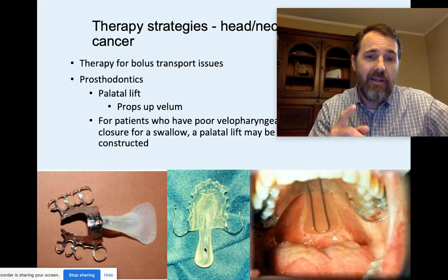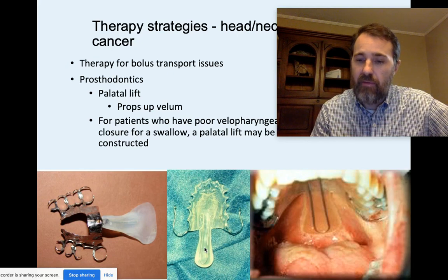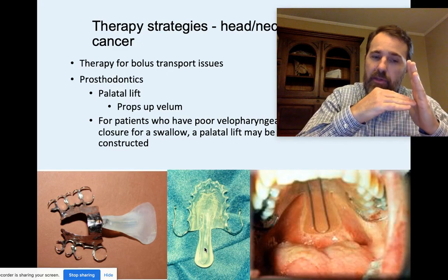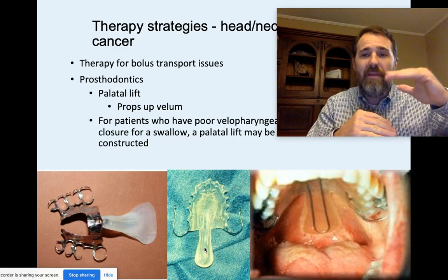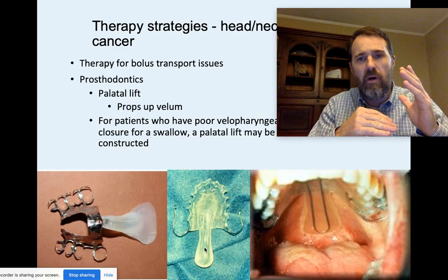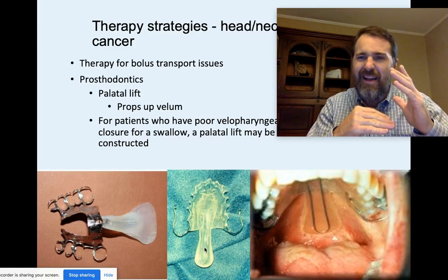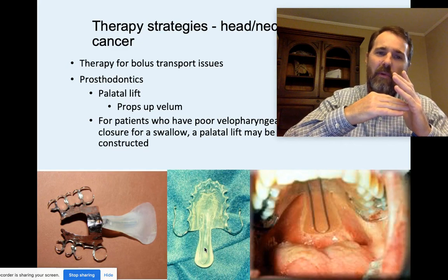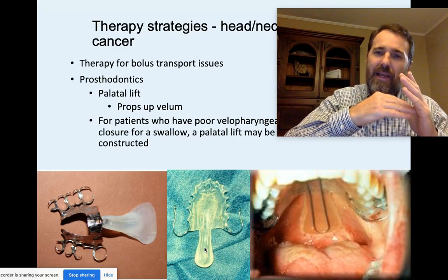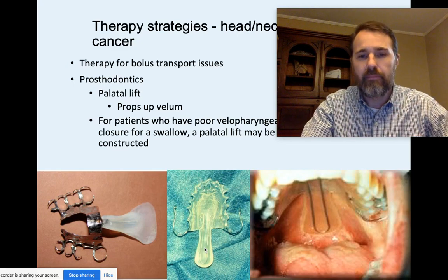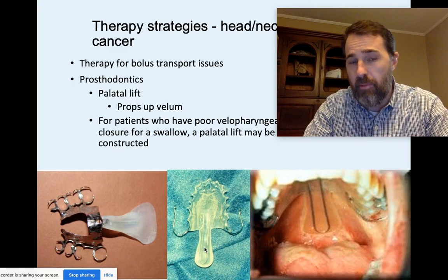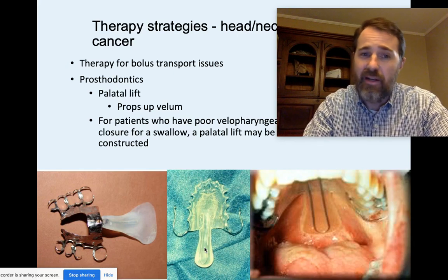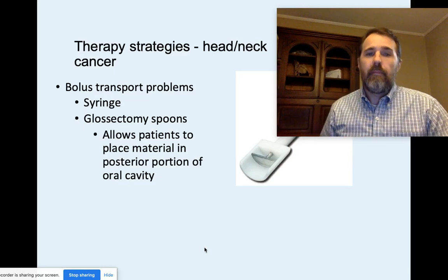So you would use the palatal lift in a case of velopharyngeal weakness where the velum is unable to approximate the posterior pharyngeal wall, or maybe if part of the posterior pharyngeal wall had been removed and the velum needed a little bit more help to be able to approximate that for an appropriate swallow, to seal off the nasal cavity for an appropriate swallow, and also for speech.